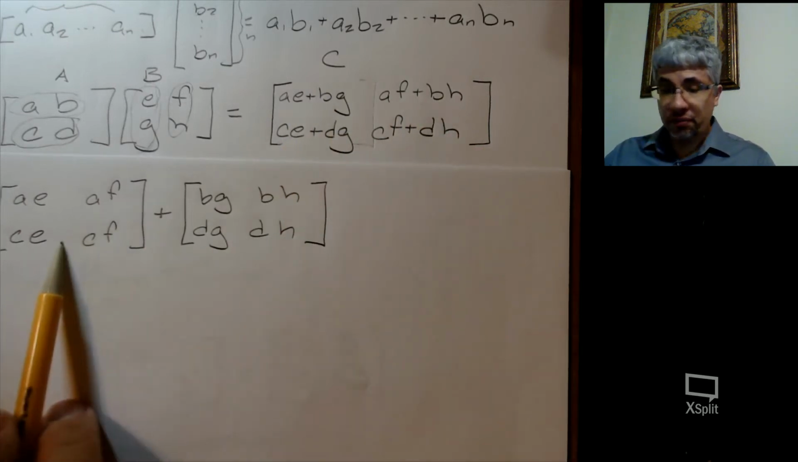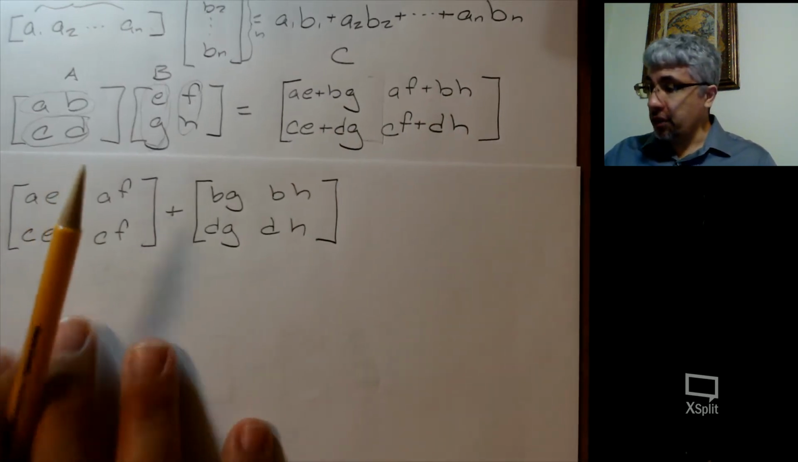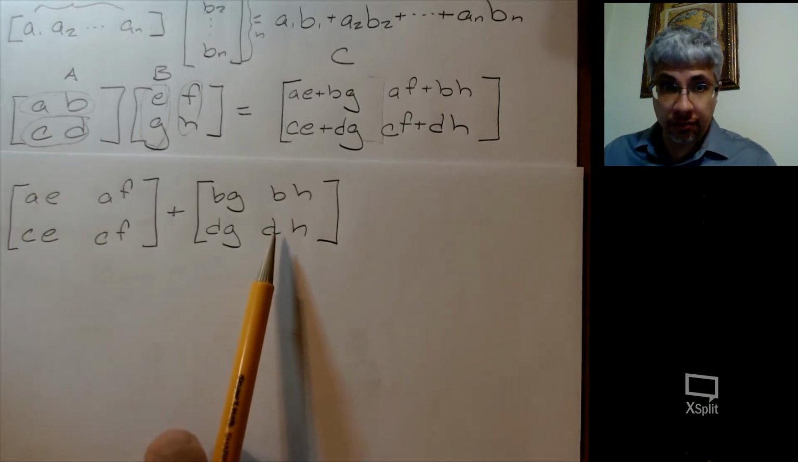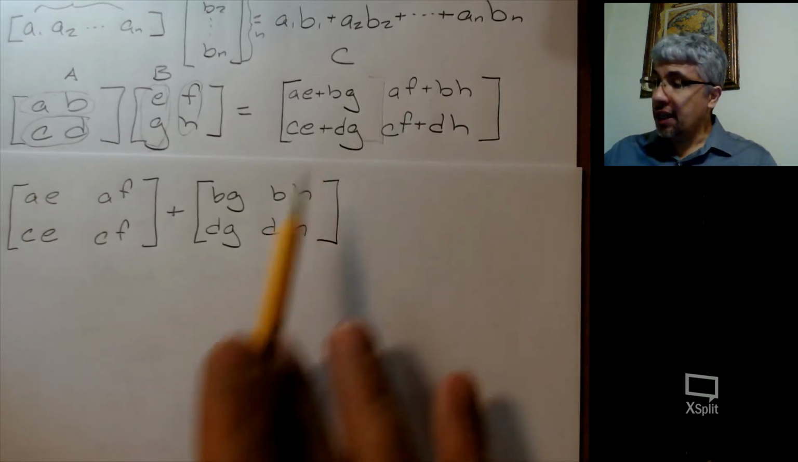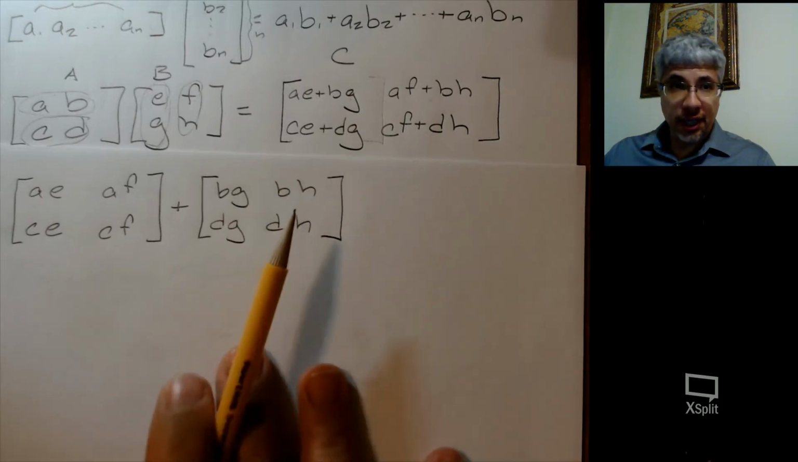I'm putting all the first pieces into one matrix. I'm putting all the second pieces into another matrix. So hopefully you can all see what I did. This is also equal to AB.